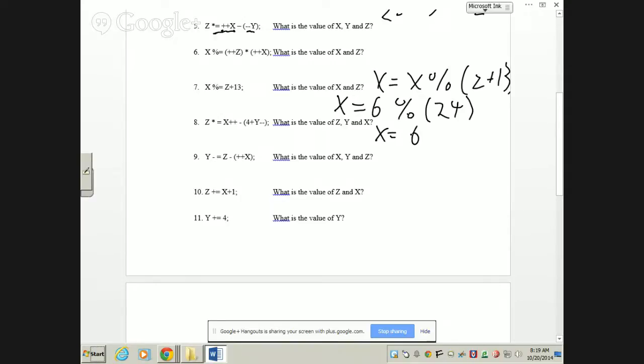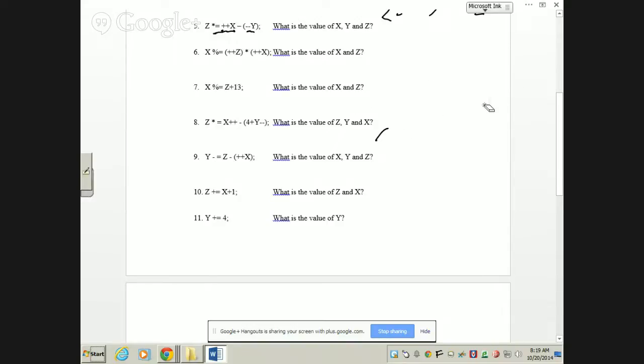And it also asks for z. What is z at the end of number 7? Does z's value change? No. So z is still 11. Okay. Let's try to pick up the pace a little bit.